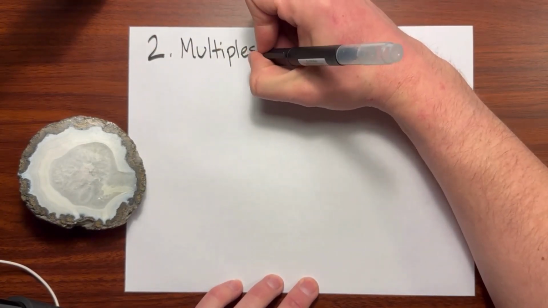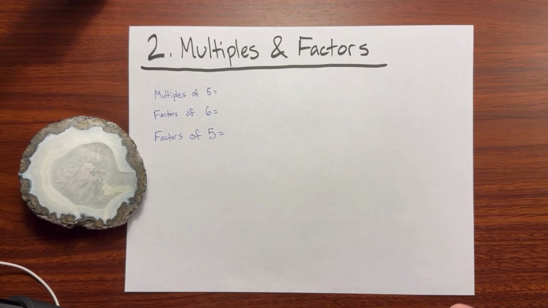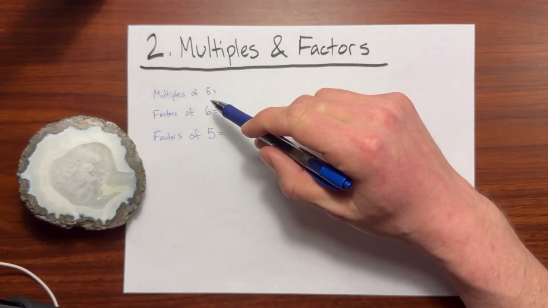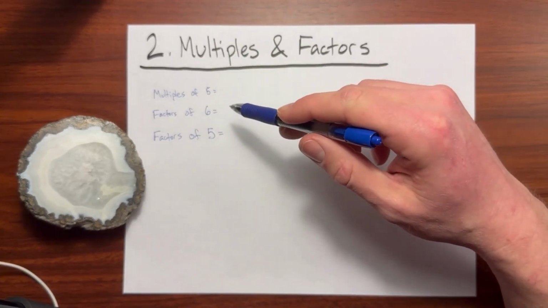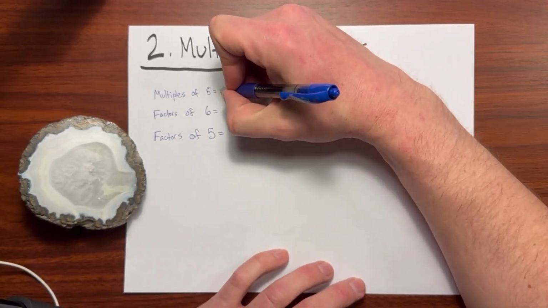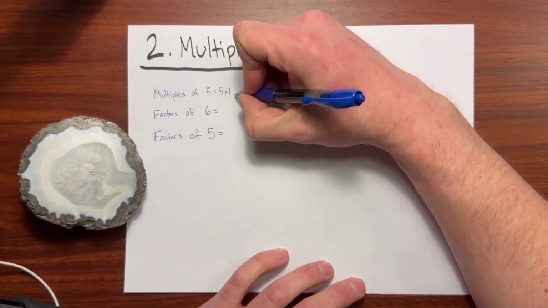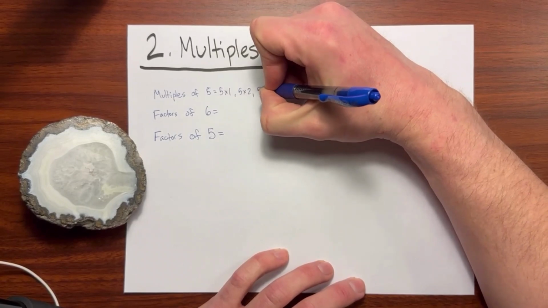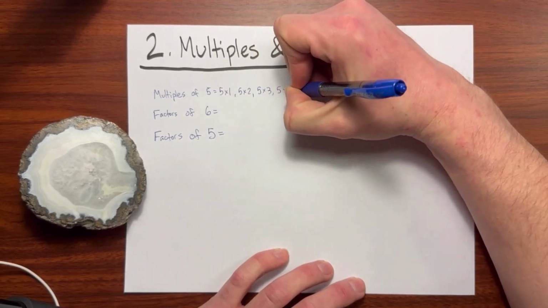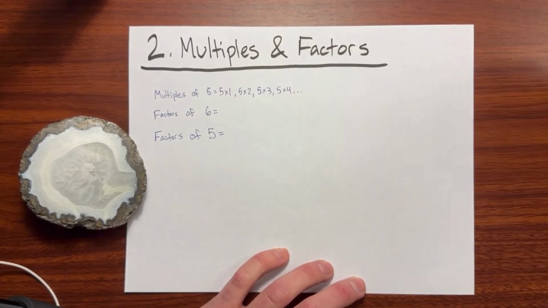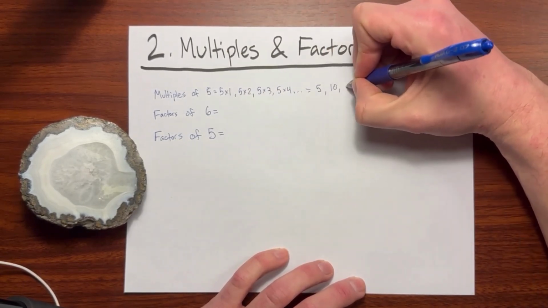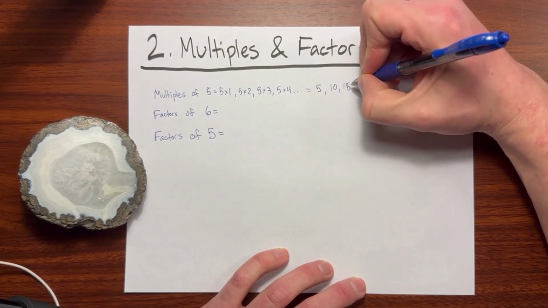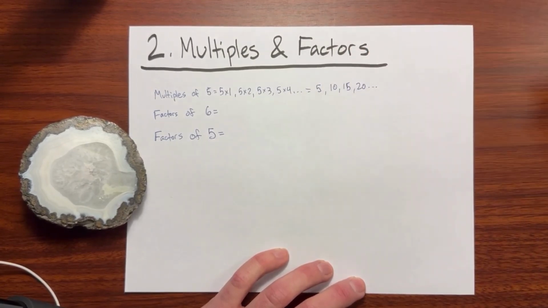Number 2, multiples and factors. So multiples are the numbers that you get when you multiply a certain given number by a set of whole numbers. So for instance, the multiples of 5 would be starting with the multiplication of 1, and then by 2, by 3, by 4, and so on and so forth. So if we take that through, we have 5, 10, 15, 20, and so on.